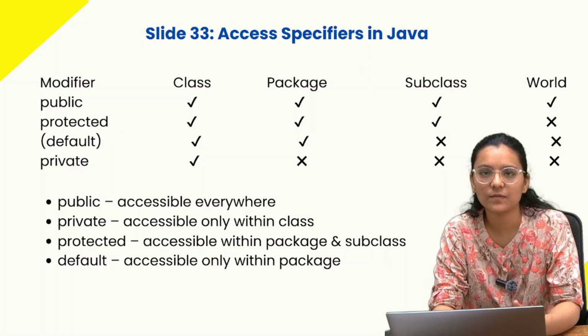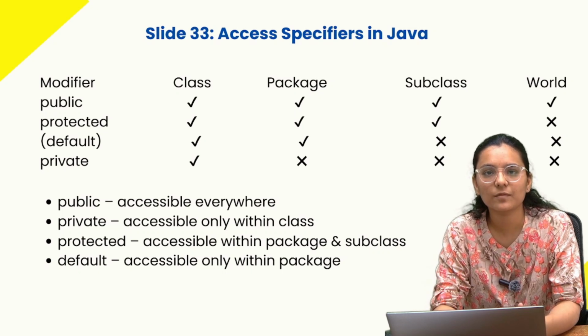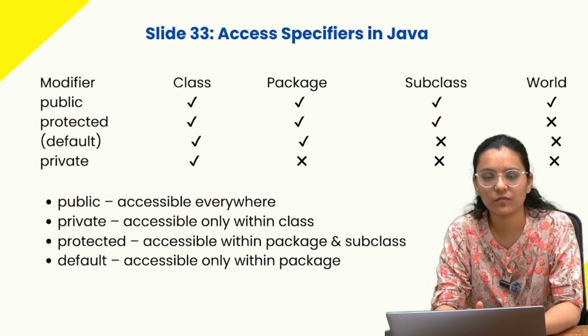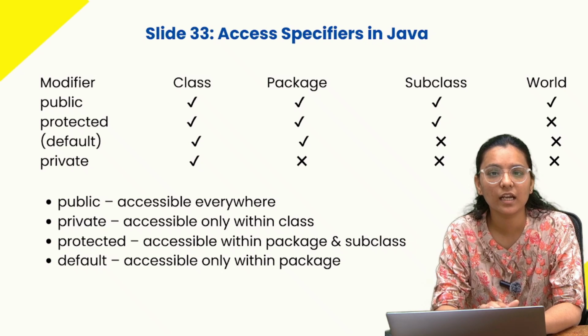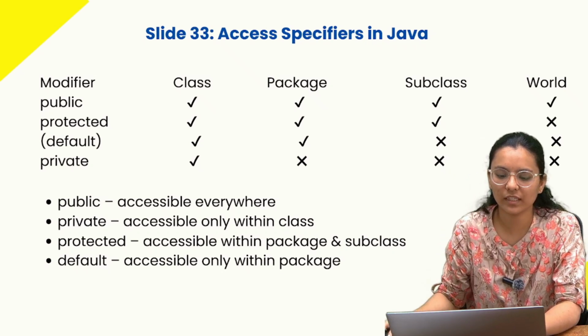Next point is access specifiers. They are also called access modifiers. In access specifiers, there are four types: public, private, protected, and default. For better understanding, I have given them here like this.